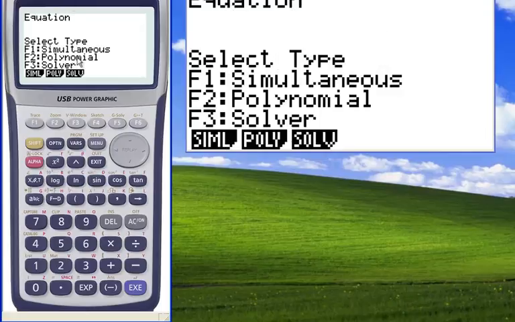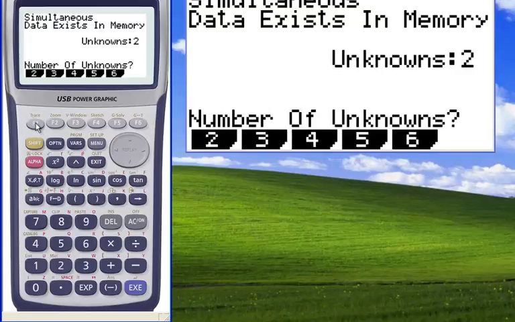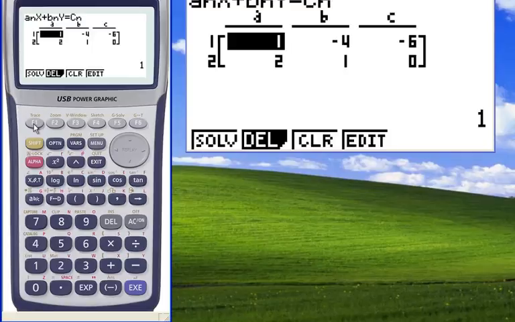Then it says, what sort of equation do you want to solve? Do you want simultaneous, polynomial, or solver? Obviously, 9 times out of 10 we'll go for the simultaneous, which is F1. We push that. It then says, how many unknowns are there? That's how many different letters are missing. And we've got 2, just a 2 by 2, what I refer to as a standard year 11 type question. Now it says, give me the equations in the form something x plus something y equals the number. So it's not general form because it's not equal to 0, the number is actually on the right-hand side.